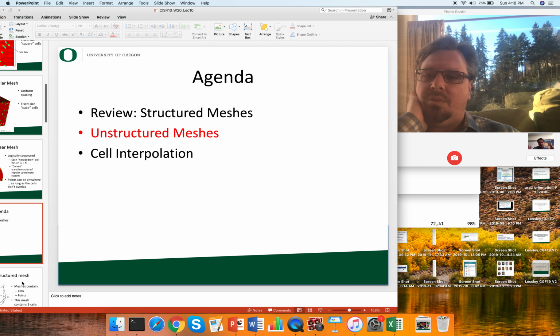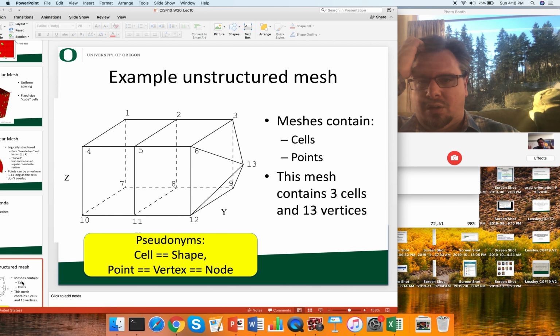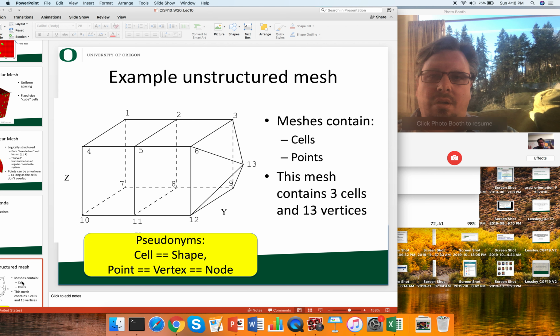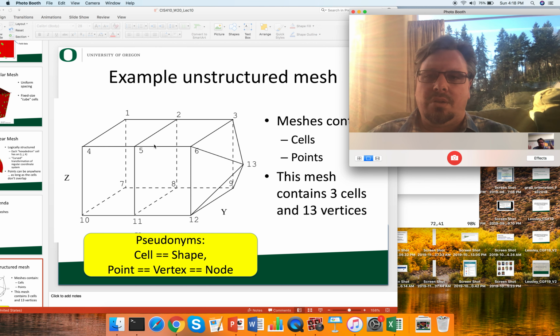So what I really want to talk about is unstructured meshes, and we showed this picture before, but I want to show it again. This is an unstructured mesh that has 3 cells, and 2 of them are hexahedrons, so we can see one hexahedron here and another hexahedron here, and the third cell is this pyramid right here.